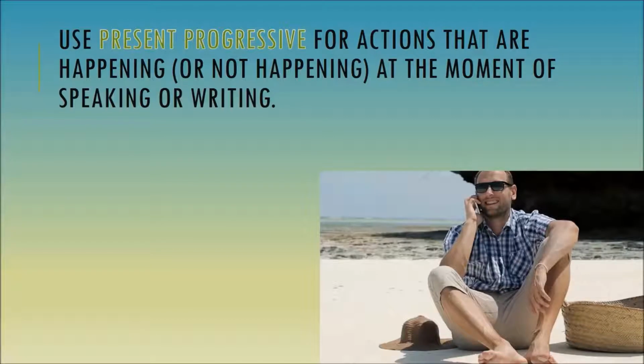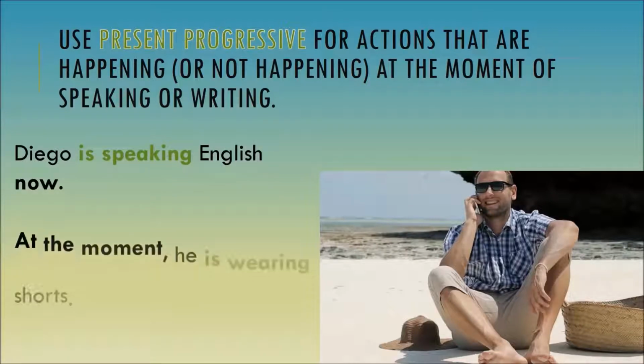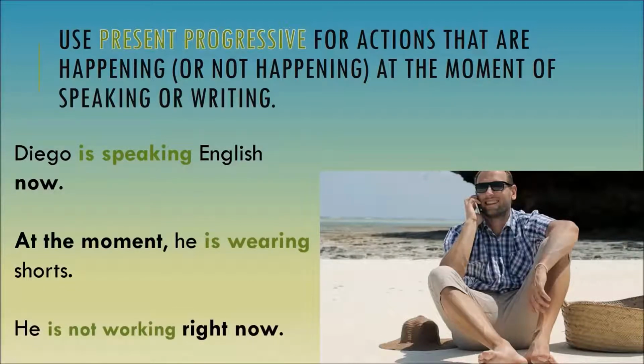So as we discussed before, you use the present progressive for actions that are happening or not happening at the very moment of speaking or writing. For example, Diego is speaking English now. At the moment, he is wearing shorts. He is not working right now.